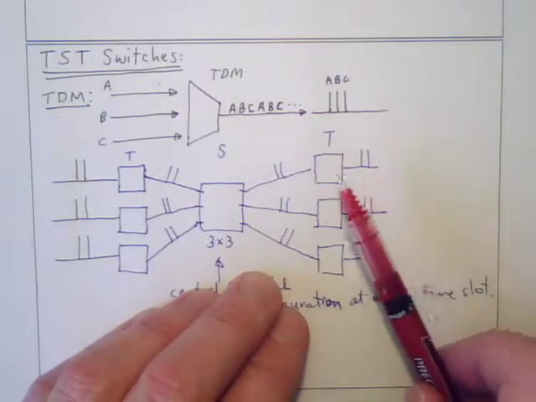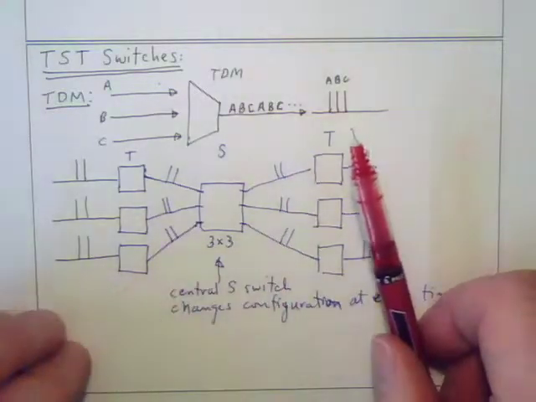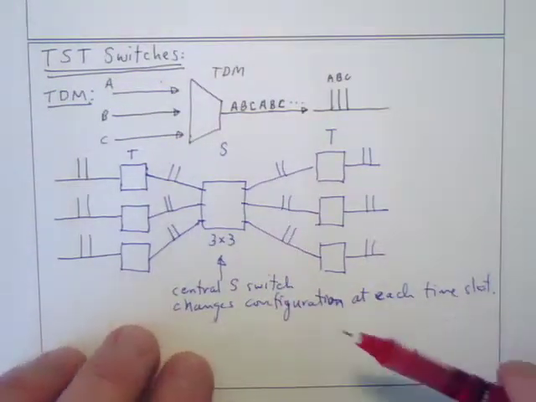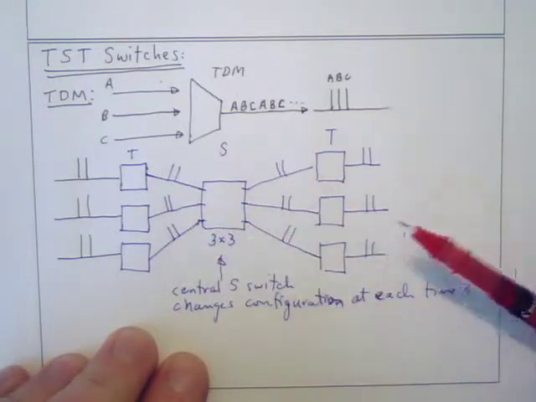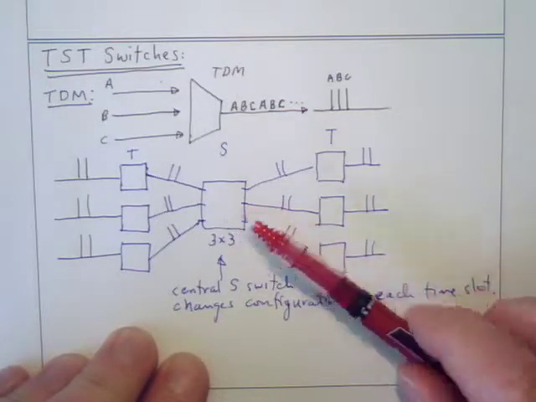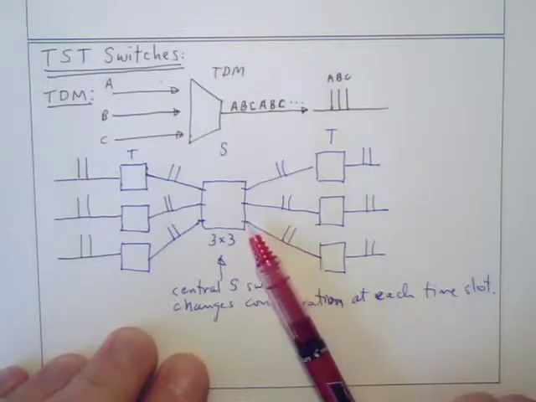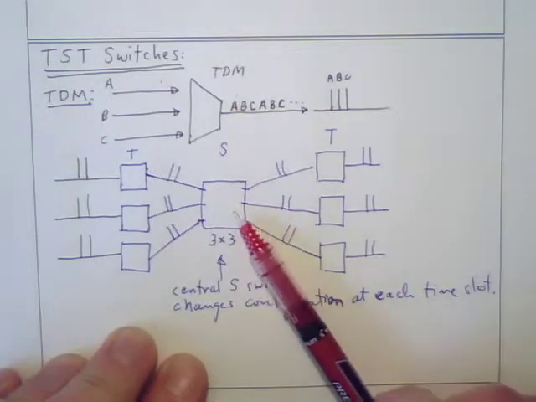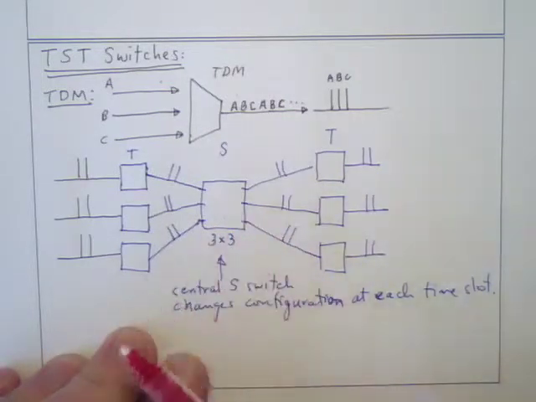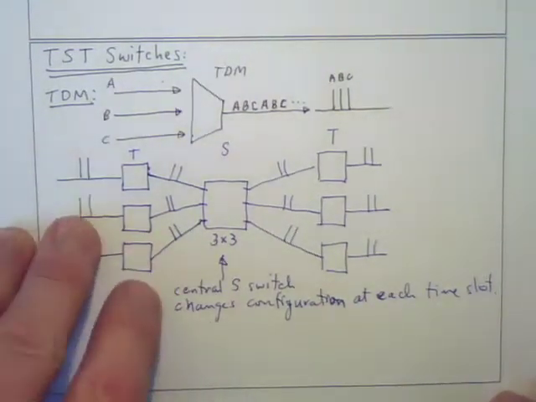Symmetrically on the way out, we have another time slot interchange stage. The thing to realize is that, in order to make this configuration as flexible as possible, this 3 by 3 switch can change its spatial mapping of inputs to outputs once for every time slot. So for time slot number 1, the 3 by 3 switch may have one configuration, whereas for time slot 2, it has a different configuration. This central switch changes configurations at each time slot.